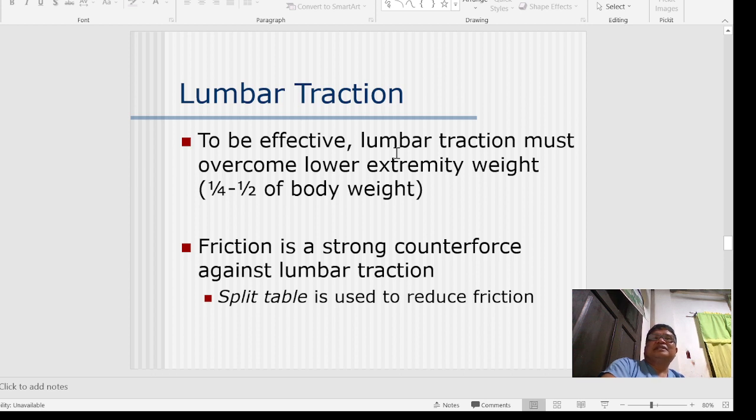And then, sa lumbar traction, to be effective, lumbar traction must overcome lower extremity weight. About 1/4 to 1/2 of body weight ang ginagamit. So, pila na 1/4? 25%. No, sa lumbar, friction is a strong counterforce against lumbar traction. Mao ang pinaka-common problem, no? Labi na kung naka-supine ka sa bed. So that's why they invented the split table, no? Split table ang gigamit.